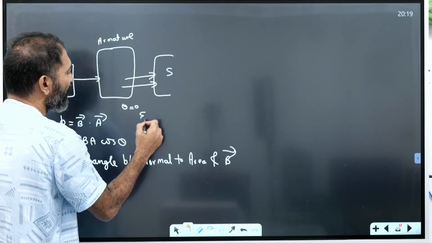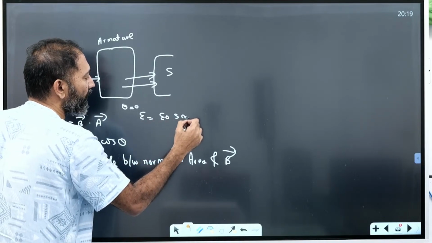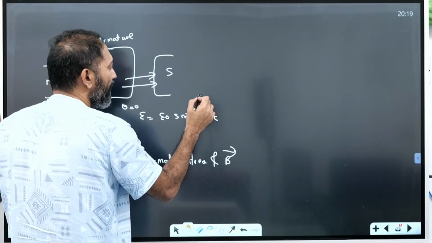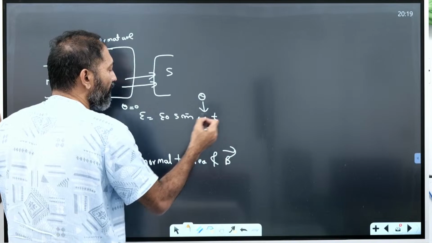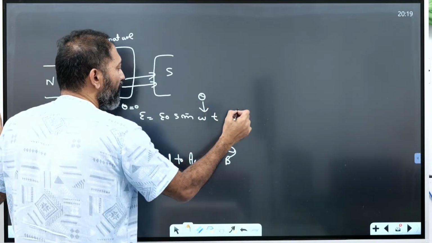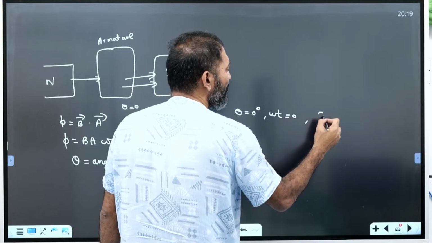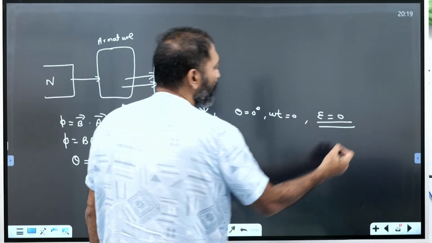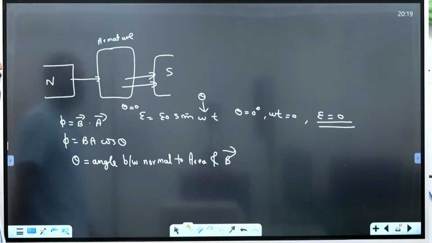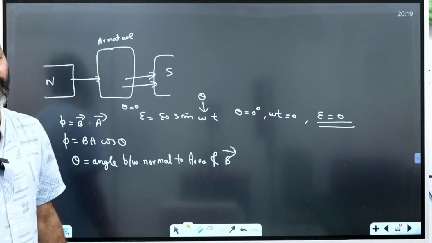So what is the induced EMF? E equal to E0 sin omega t. This theta is omega t, angular velocity times time. When theta equal to 0, omega t is equal to 0. So what will be the induced EMF? E equal to 0. So there is no induced EMF when the plane of the armature coil is perpendicular to the magnetic lines of force.